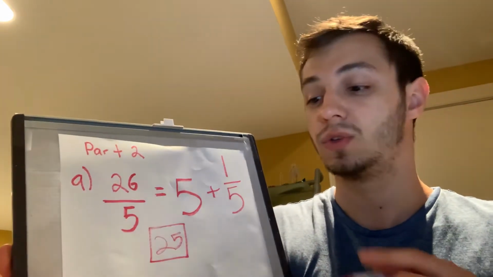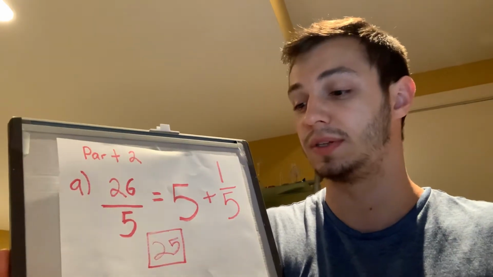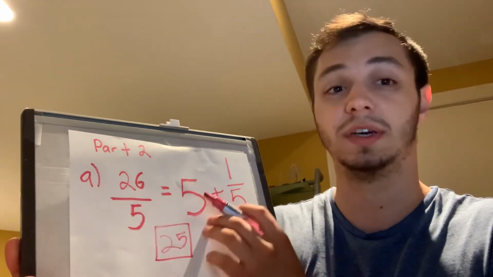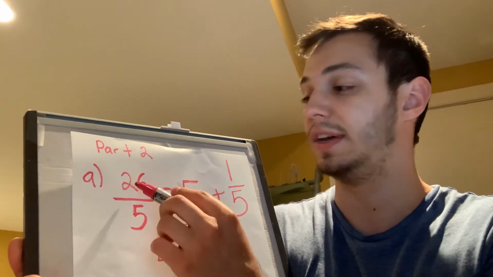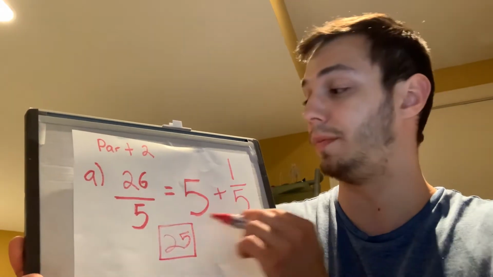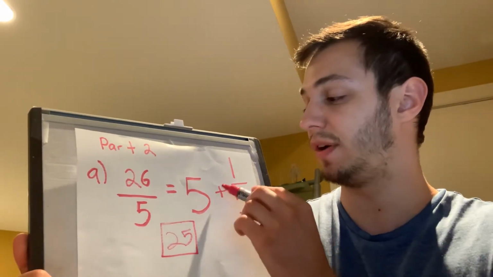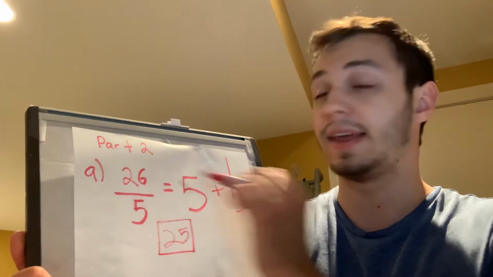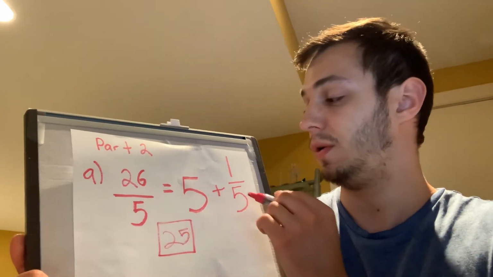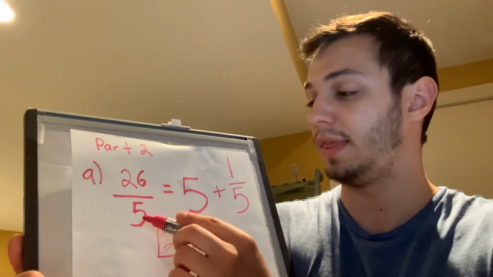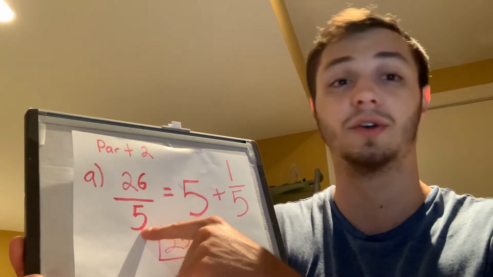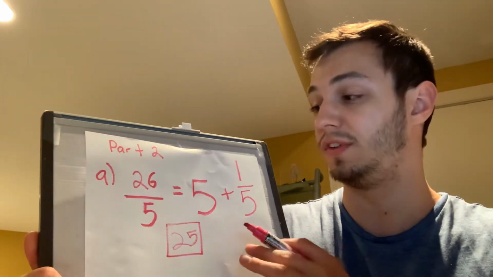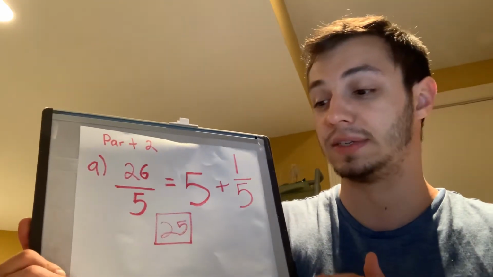What I want you to do for part B and part C is to do the exact same steps we did. First, figure out how many times the bottom number can go evenly into the top number, and that'll be your whole number. Then whatever you have to add to get that top number to what you've multiplied by will be the top number in your fraction, and the bottom number in your fraction will be the same as the bottom number in the original fraction. So you can pause the video now, work on parts B and C, and then I'll see you in part 3.